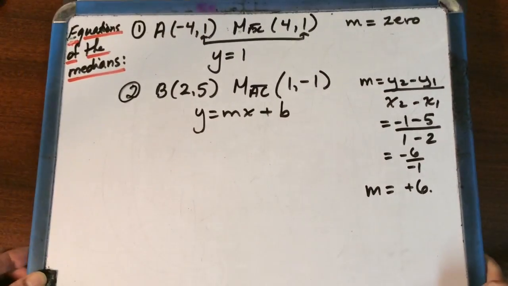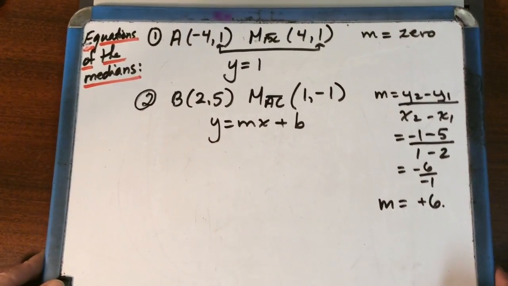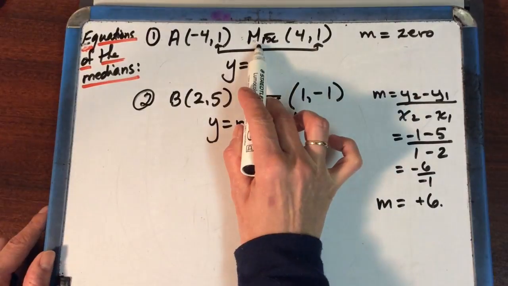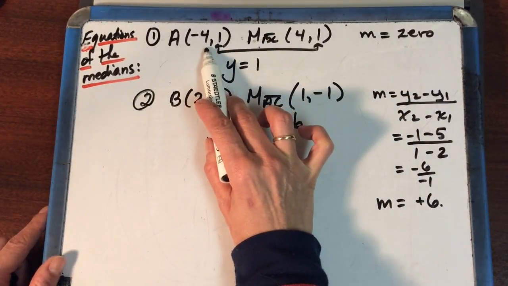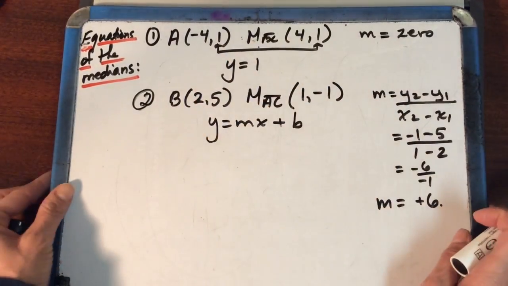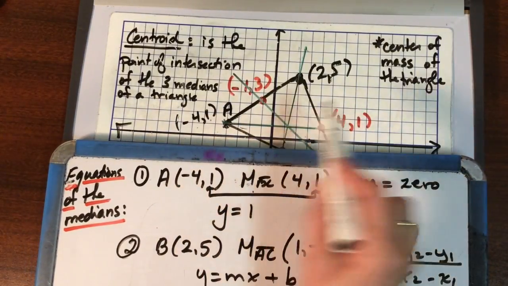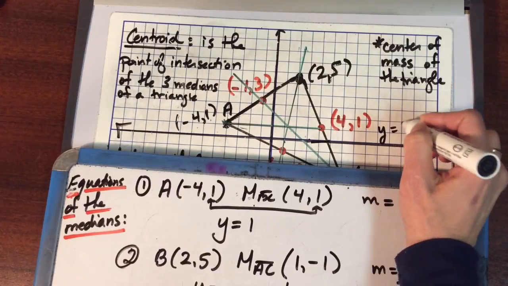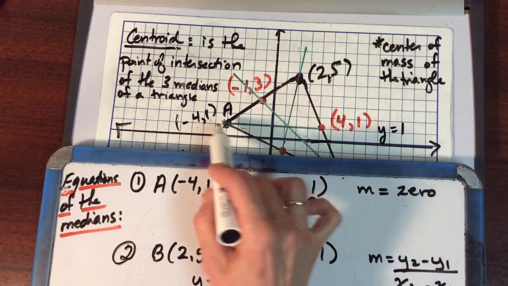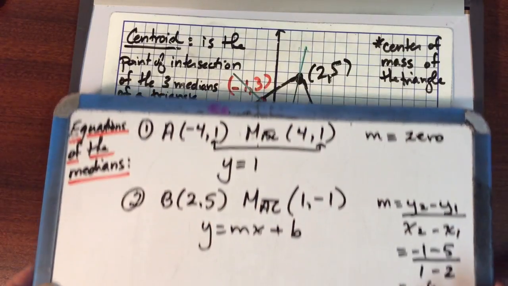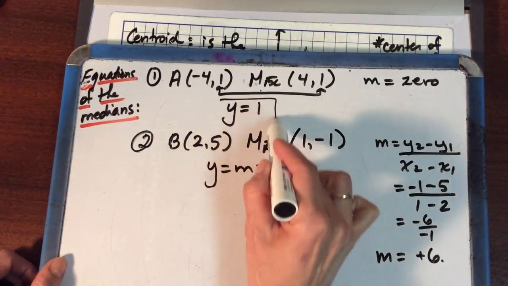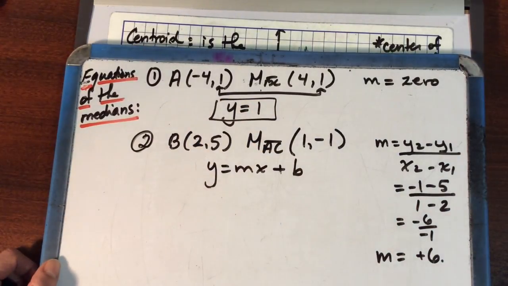So as you can see here, I started with one of them. So the equation of the median, you take the midpoint and one of the vertex. Now for this first one, as you can see here, this equation here is y equals 1. The slope is 0 and the y value is 1, and therefore that's what we have. That's one of the equations, y equals 1.